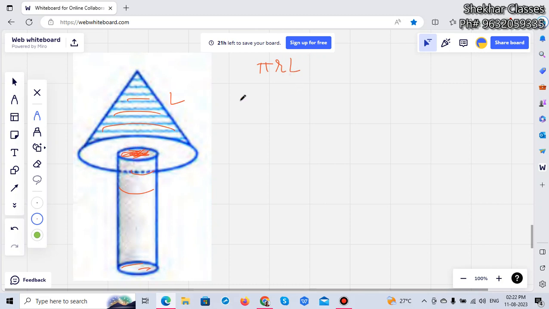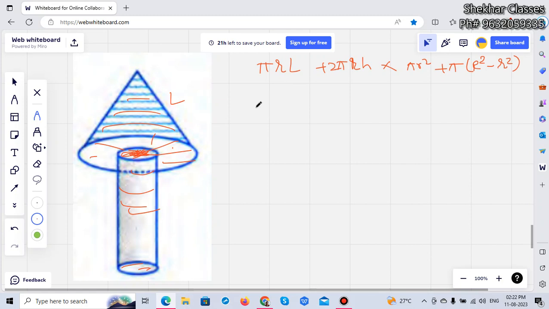So pi R L, then curved surface area of cylinder, that is 2 pi R H, area of base or cross section pi r square, and area of this part, with capital R and small r. So that will be plus pi capital R square minus small r square. Is it clear? This is the area of a ring, you can call it. So with that, you can take the pi common and find the total surface area.